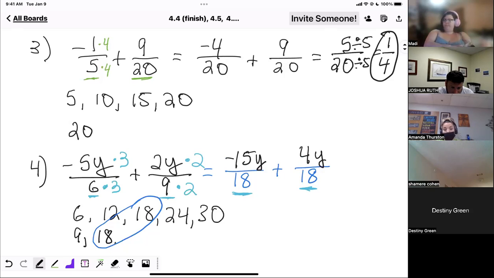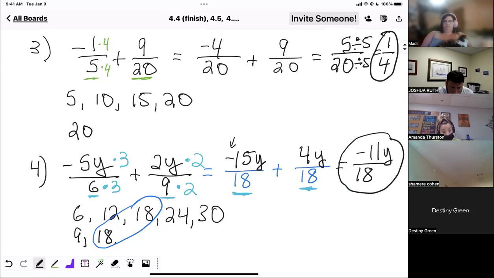And now I have like fractions that I can put together. When I put them together with adding, the denominator stays the same. That's why we get the common denominators. That stays the same unless we can simplify. And then negative 15 plus 4, opposite signs, so I'm going to subtract them. 15 minus 4 is 11. But 15 is a bigger number, so it's going to be negative 11y. And then I see, can I simplify anything? Can I divide 11 and 18 by the same number? And the answer is no.